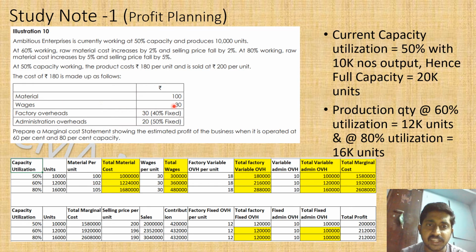Wages per unit is 30 rupees. In all the cases, it is going to remain the same. So 30, 30, 30, and total wages is calculated by multiplying by the number of units.